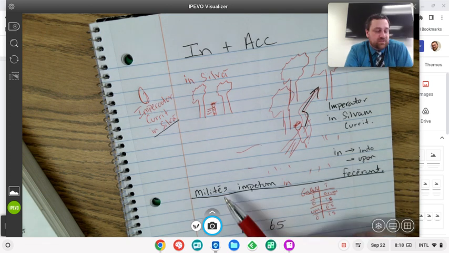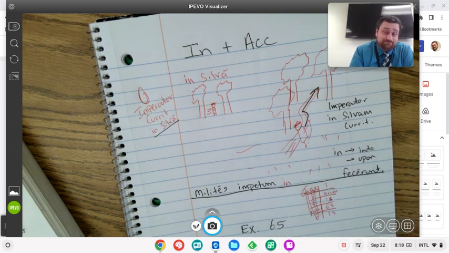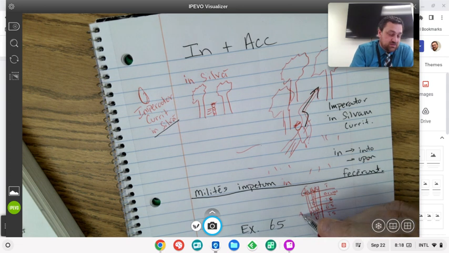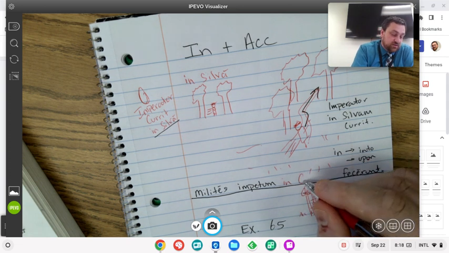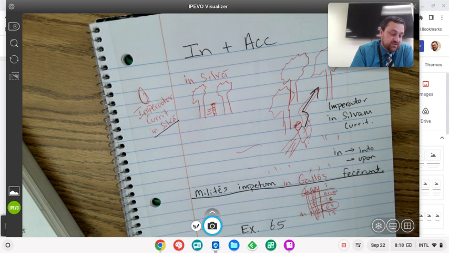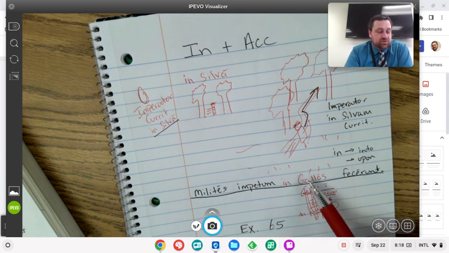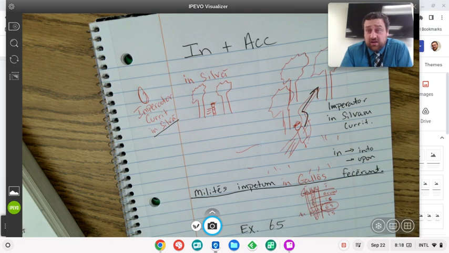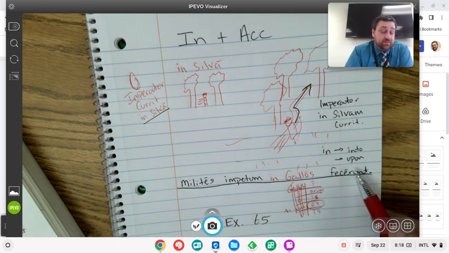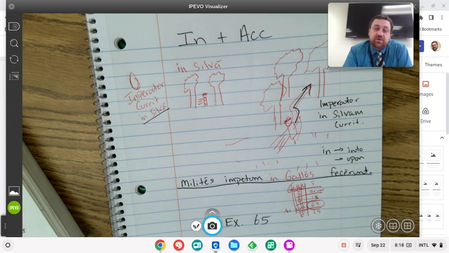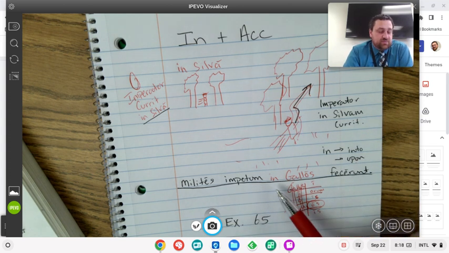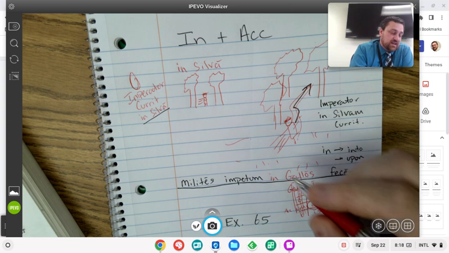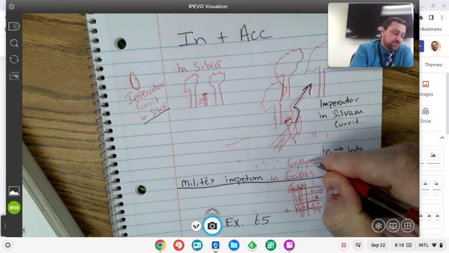And if the soldiers made an attack upon not just one Gaul but many Gauls, and we want to use in with the accusative, then we're going to say in Gallos fecerunt. So milites impetum in Gallos fecerunt. I don't have to include the information in Gallos upon the Gauls. I could just say milites impetum fecerunt. They made an attack. But if I want to say upon whom they made an attack, milites impetum in Gallos fecerunt. Or if they made an attack on one Gaul, in Gallum.